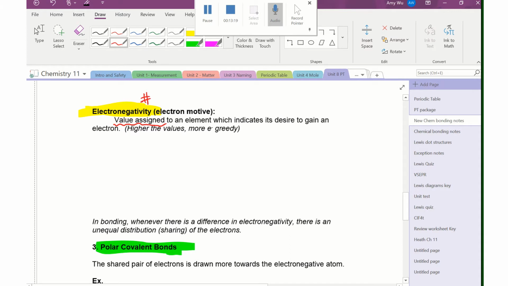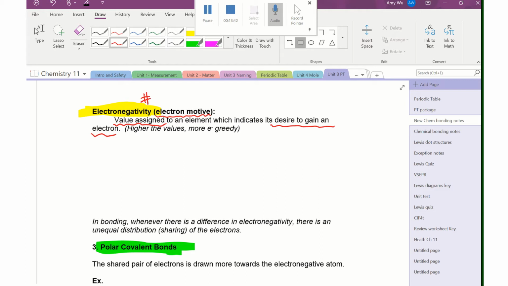So here I put it as electron motive. Do they have a strong motive to gain an electron or not? So it's a desire to gain an electron. The higher the number, the more electron greedy. It's like how greedy they are, how badly they want electrons.